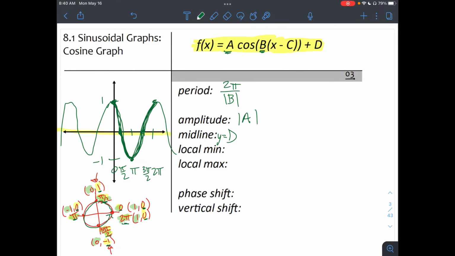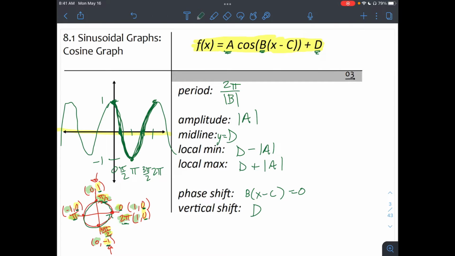The local minimum and maximum are going to be based on taking your midline and subtracting the amplitude for the minimum, the midline plus the amplitude to get a maximum. And then finally, same thing with the phase shift or horizontal shift. You take the expression inside your function, set it equal to 0, and solve for x. And that's going to give you your direction of the horizontal shift. And then your vertical shift, once again, will just be your d value. So it's the exact same as what it was for the sines.